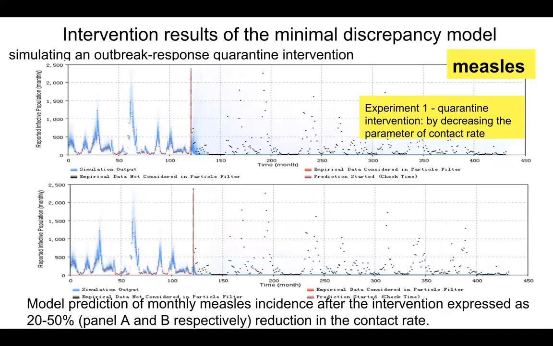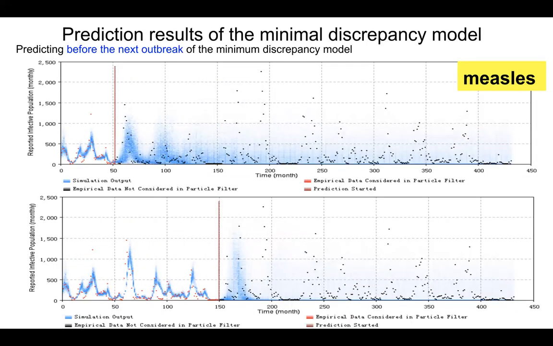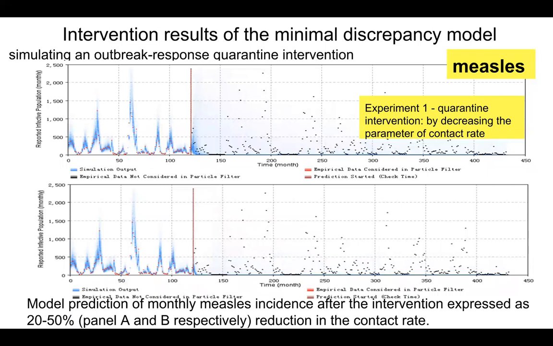Okay. So until now is the projection results, and the next part shows that the particle filtering algorithm can also perform intervention simulations. Here we did two experiments of interventions. The first category is the quarantine intervention, which we simulated simply by decreasing the parameter value of the contact rate. So when the projection process of the particle filtering model starts, we decrease the estimated contact rate to simulate the quarantine intervention.